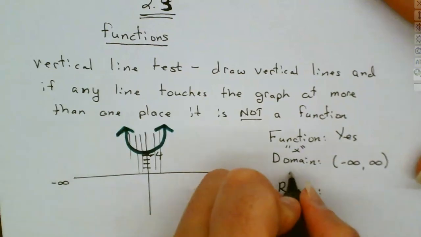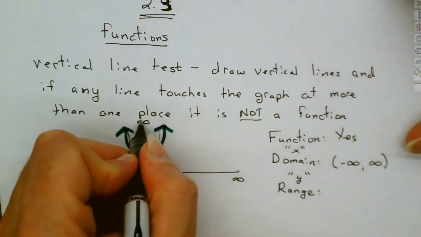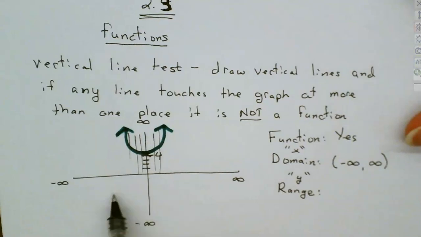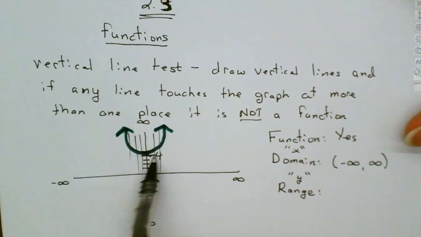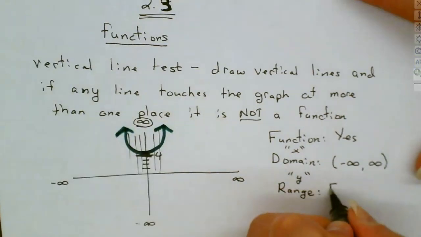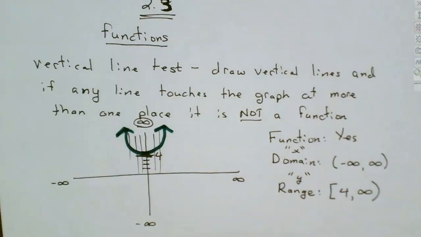The range is the y part. And that is your up and down part. Okay, and when we talk about this graph here, well, this graph, it doesn't go down below at all, does it? And where does it start at? Starts at 4. Okay. And what is it doing? It's going up to positive infinity. So your range would be 4 to positive infinity, because the range is the y component. Domain is the x component.